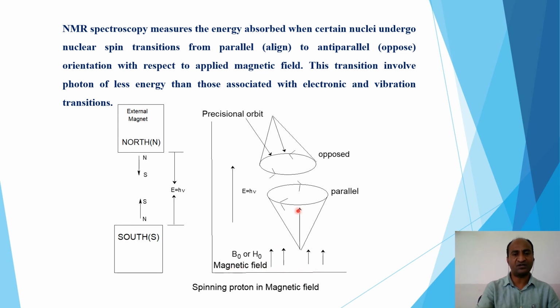When it is in the parallel orientation, this proton has some kind of circular motion or angular momentum, which we call the precessional frequency or precessional speed. So when we pass the radio frequency, this proton will absorb the radio frequency. When the precessional frequency and radio frequency are equal, or in resonance, it will absorb the energy and jump into the opposed position. So from the parallel aligned position to the opposed anti-parallel orientation it is absorbing.